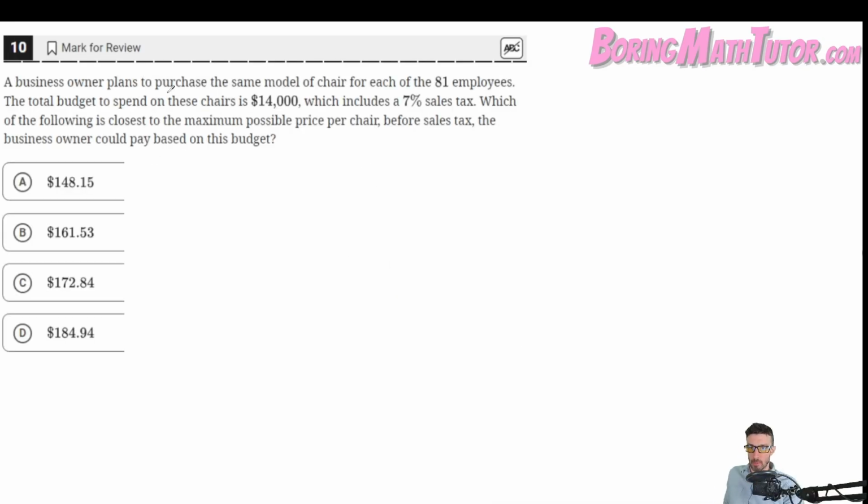We have a business owner who plans to purchase the same model of chair for each of the 81 employees. His total budget is $14,000, which includes a 7% sales tax. Which of the following is close to the maximum possible price per chair before sales tax the business owner could pay based on this budget?